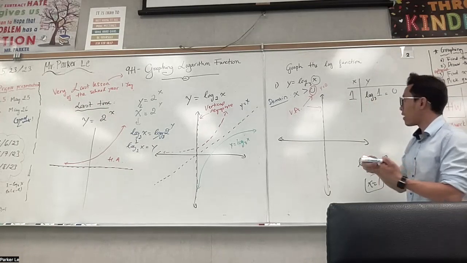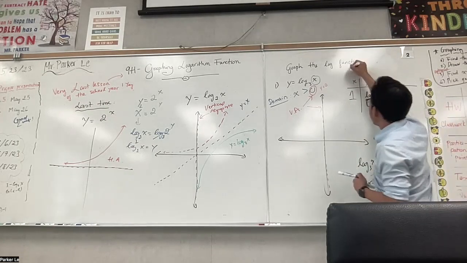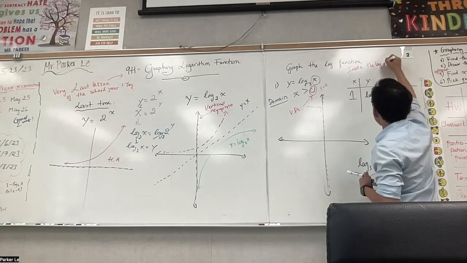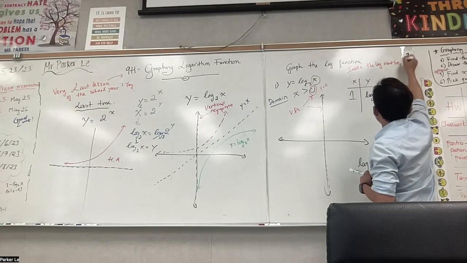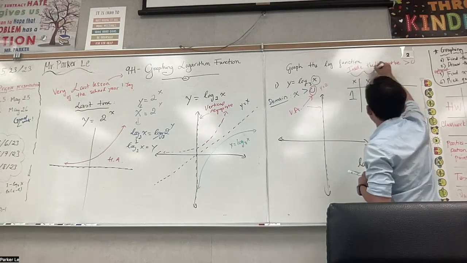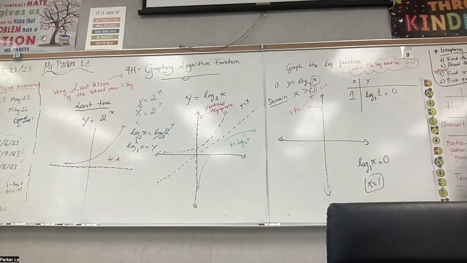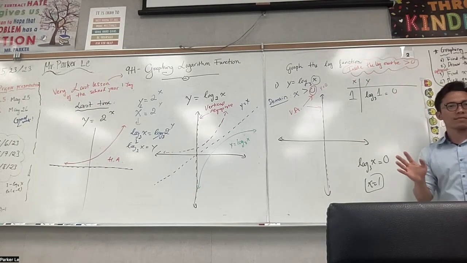Remember, maybe you can write a note like this. Inside the log must be larger than 0. So write this down: the number inside the log must be larger than 0. It can never be 0. It can never be negative. Because any number, you take the power, they can never be negative.